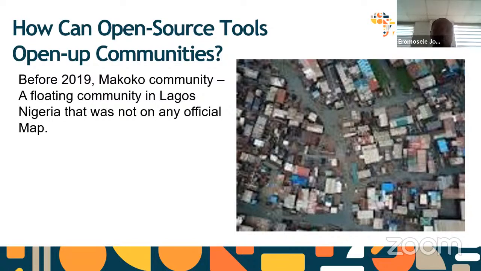Before 2019, Makoko was not represented on any official map. The most you would see of Makoko was a dot. My team came together and said, okay, let's see what we can do. At that time, I was working at Code for Africa, and I was the project manager. Permit me to go off my slide a little bit so I can really bring you closer to this community. If you don't mind, Letwin, can I do that?